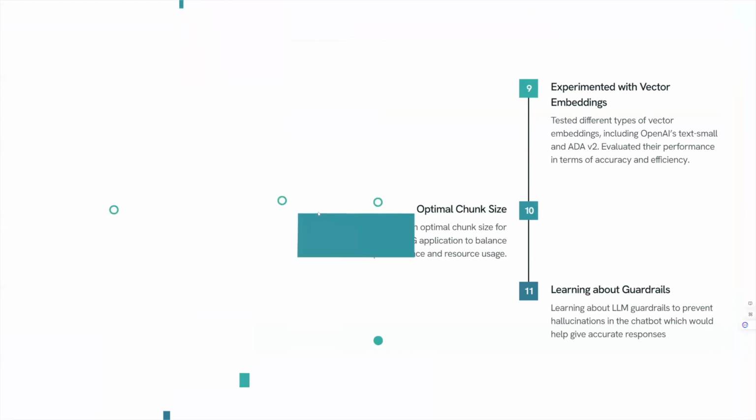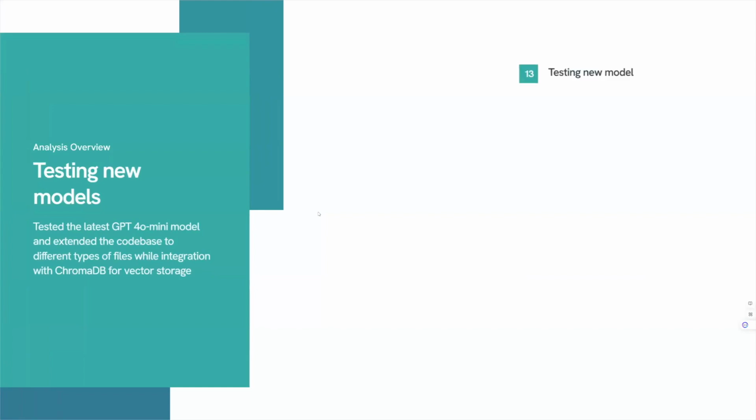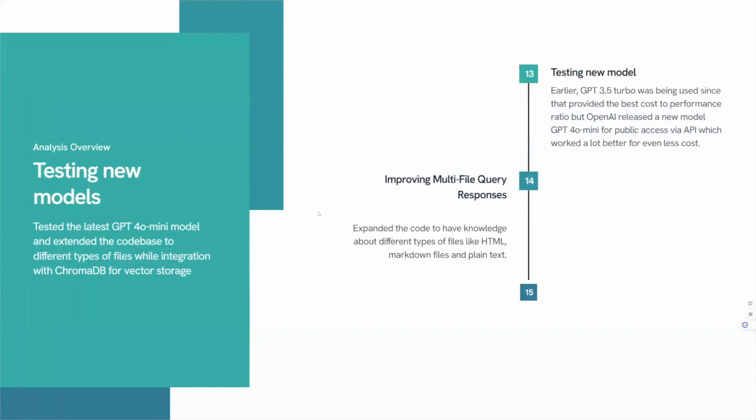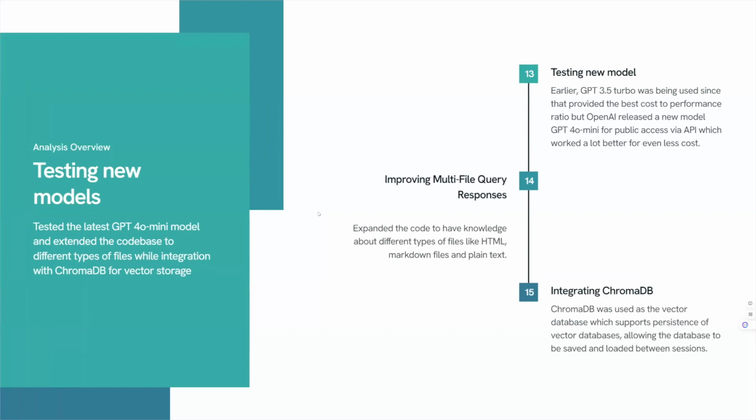Now, for the part after the midterm. During this time, OpenAI released a new model, GPT-4o Mini, which I found to be more cost-effective and better performing than what we were using earlier, GPT 3.5 Turbo. This model greatly enhanced the chatbot's ability to handle multi-file queries, allowing us to have knowledge of different files like HTML, Markdown, and plain text.